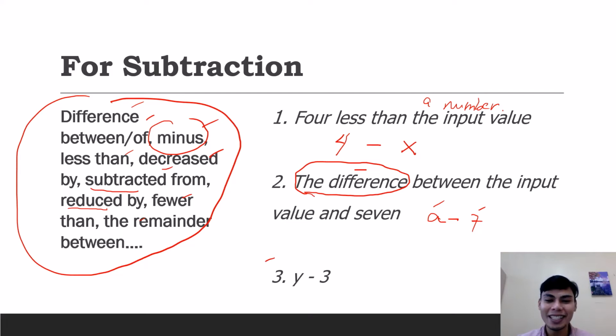And lastly, our task is to translate this into a verbal sentence. Okay, so y minus 3, basic, right? The remainder of y and 3, right? Using these words. Okay, y decreased by.